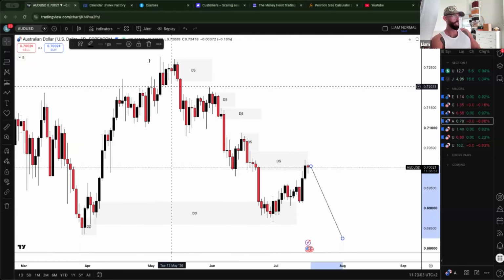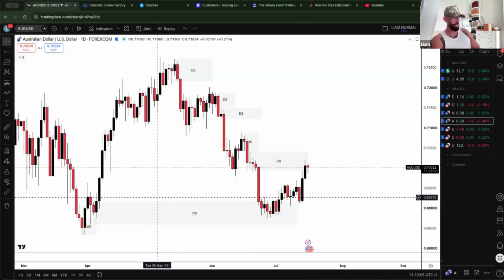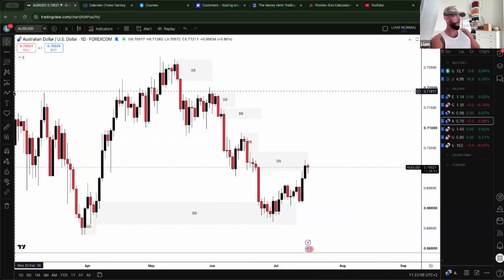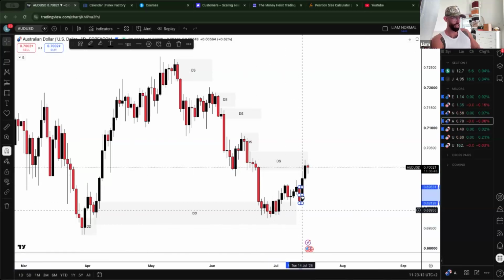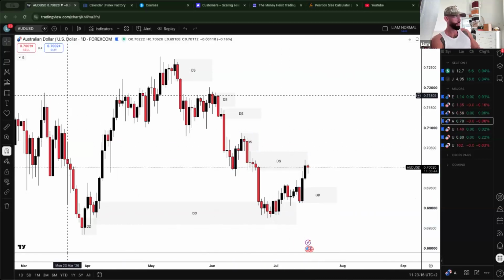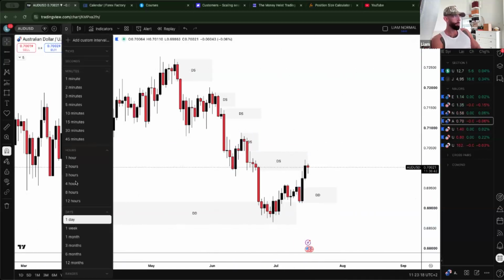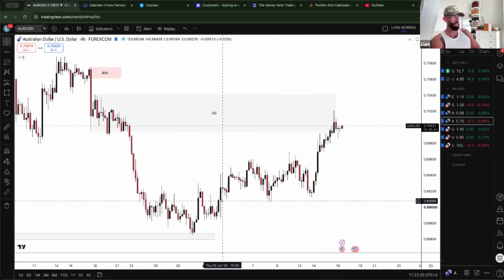But this is a little bit different because we've reacted out of this daily demand. So if we do get a shorting scenario from here, I'd be interested to see if eventually we come back into this daily demand and then carry on bullish from there. If we jump into the four, let's see what this is saying.